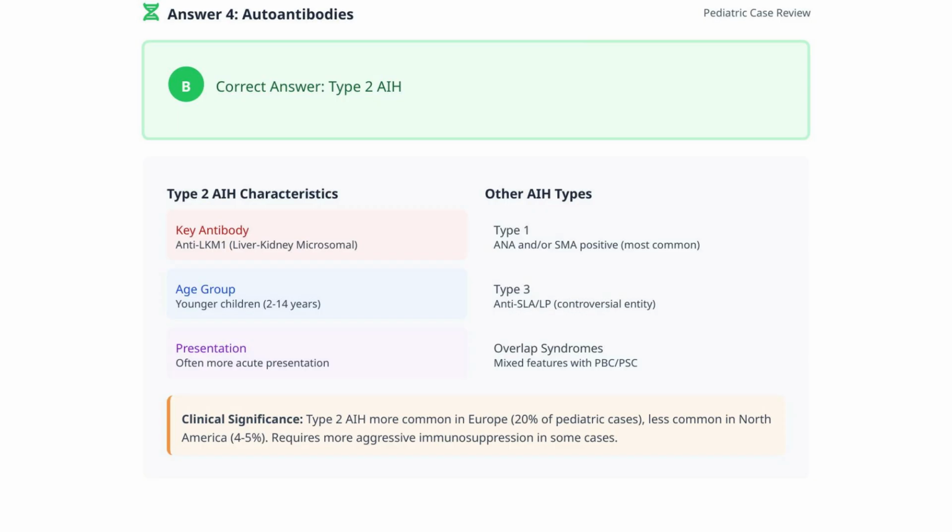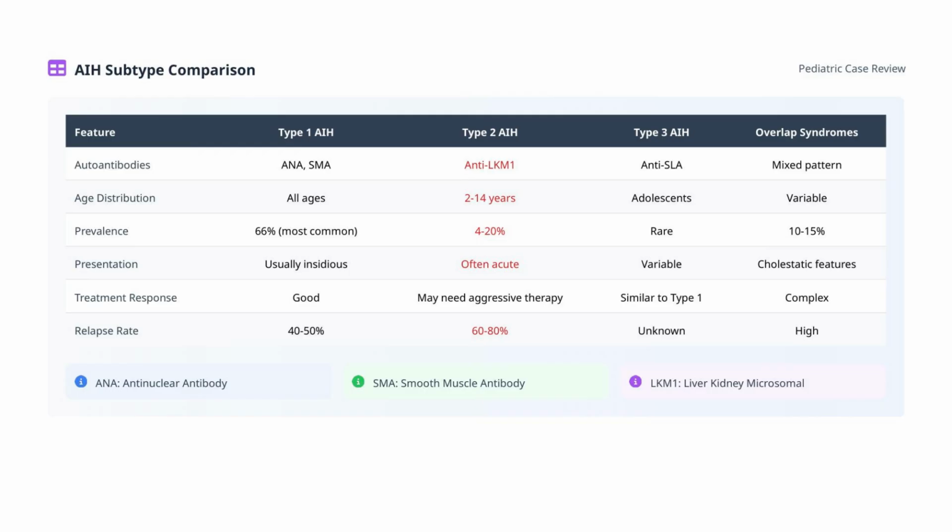Overlap syndromes with primary sclerosing cholangitis show different antibody patterns. This table compares the characteristics of different autoimmune hepatitis subtypes. Type 1, positive for ANA and/or SMA, accounts for 2/3 of pediatric cases and generally responds well to standard therapy. Type 2, positive for anti-LKM1, typically affects younger children, presents more acutely, and may require more aggressive immunosuppression.